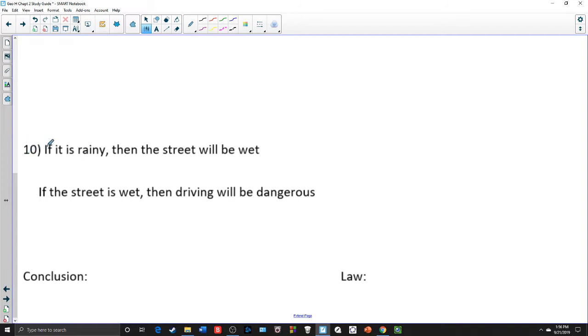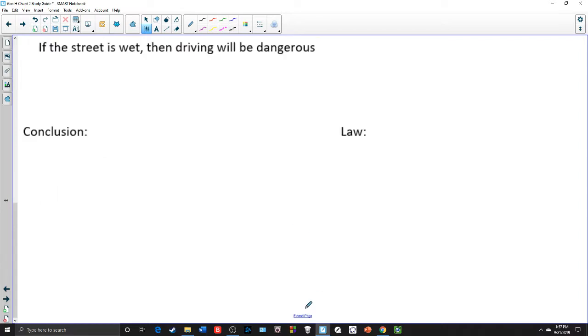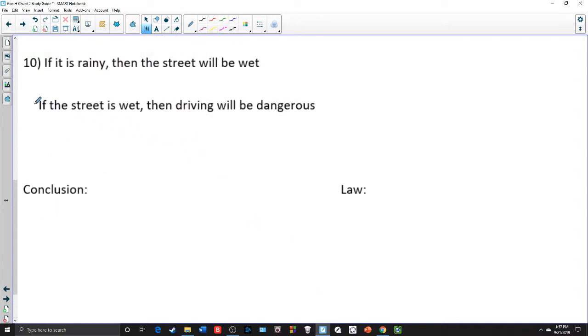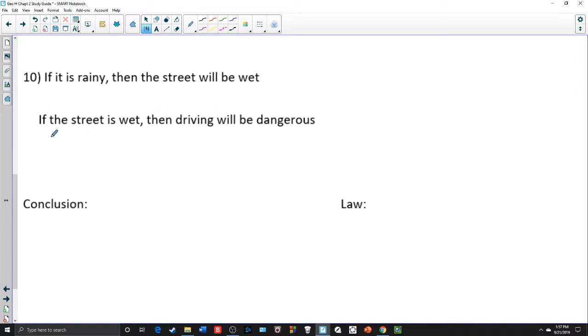So number 10 says, if it is rainy, then the street will be wet. If the street is wet, then driving will be dangerous. Let's give myself some space here. So this is when we have two if statements. We want to look to see, is there a transitivity here that we could use?